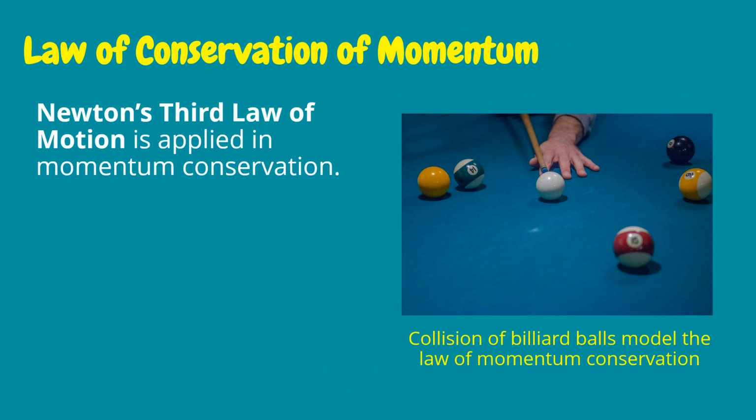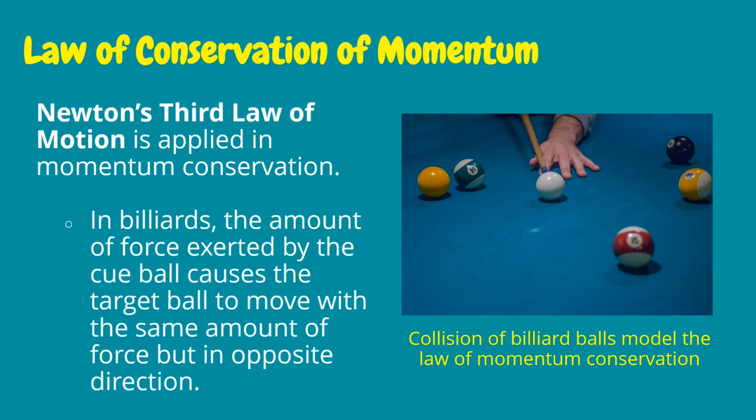Newton's third law of motion is applied in momentum conservation. It is also known as the law of action and reaction. It tells that if object A exerts a force on object B, then object B must exert a force of equal magnitude and opposite direction back on object A. This law represents a certain symmetry in nature. Forces always occur in pairs, and one body cannot exert a force on another without experiencing a force itself.